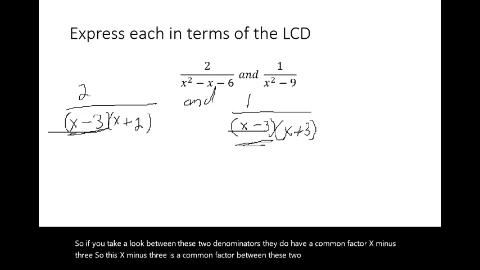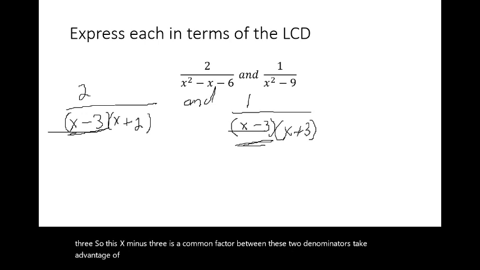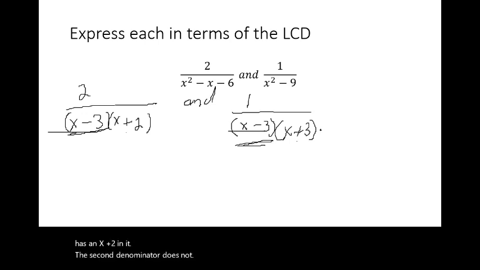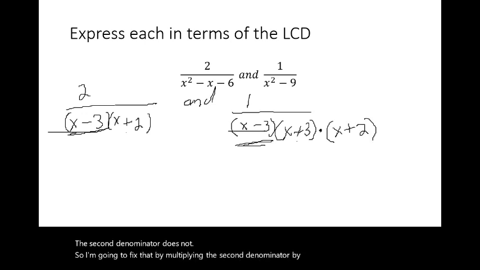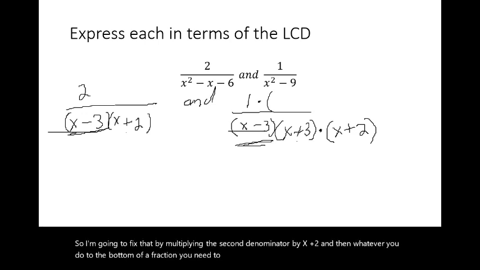Take advantage of that. However, the first denominator has an x plus 2 in it. The second denominator does not. So I'm going to fix that by multiplying the second denominator by x plus 2. And then, whatever you do to the bottom of a fraction, you need to do the exact same thing to the top.